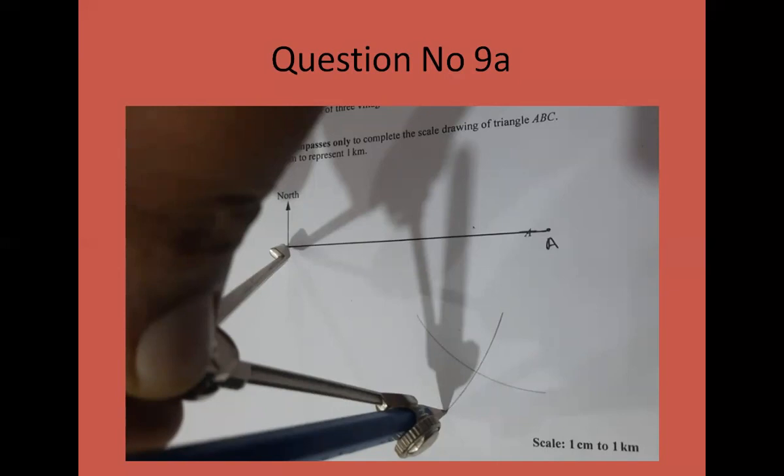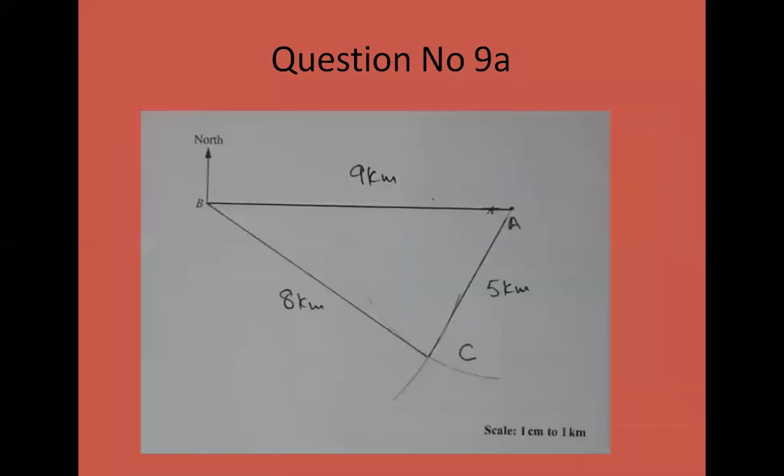We have opened the compass 8 centimeter, and we have taken B as the center of the arc, and we have drawn this second arc where these 2 arcs intersect. That will be the point C. Join that point with the A and with the B. So you will get this triangle which is showing up on your screen.